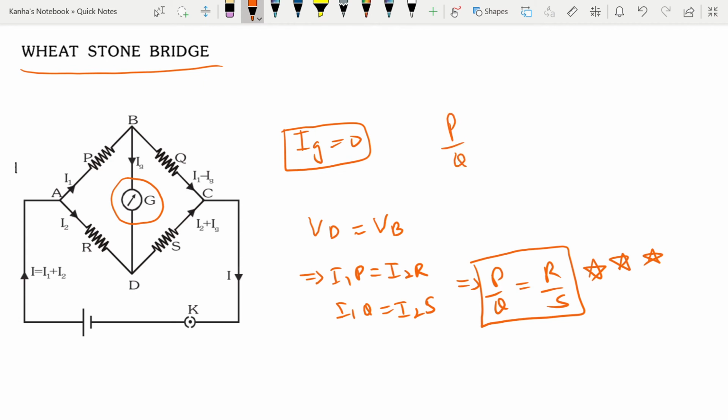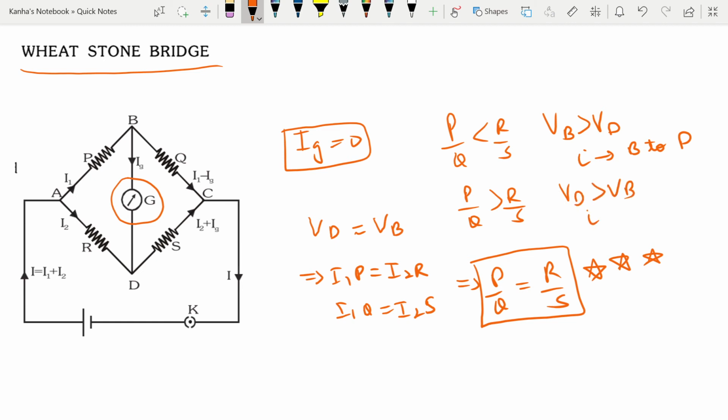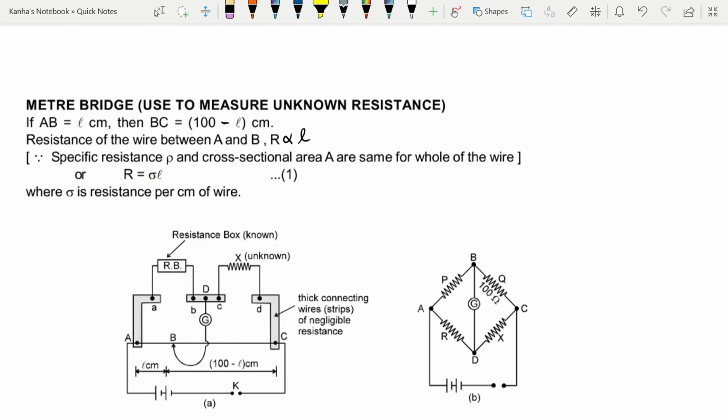Note that if P by Q is less than R by S, then VB is greater than VD, and thus current will flow from B to D. However, if P by Q is greater than R by S, that implies VD is greater than VB and current flows from D to B. These are the only things that you should keep in mind. Later you will be looking at meter bridge, which is an application of the Wheatstone bridge. Next, we quickly look at the principles of meter bridge.